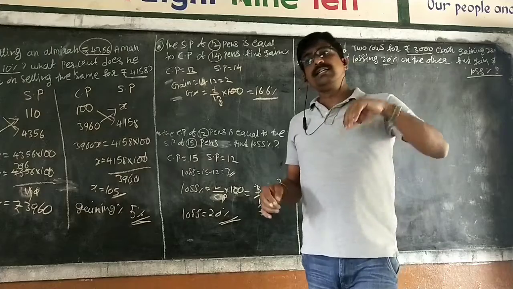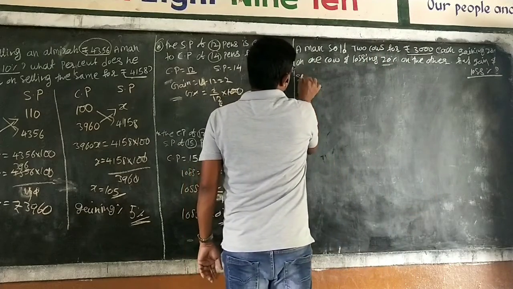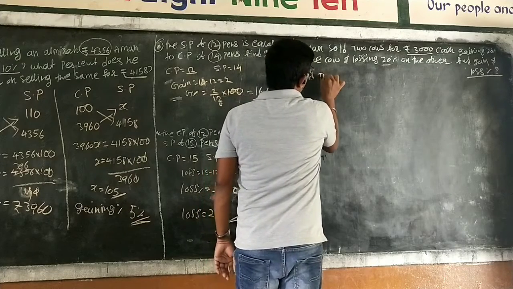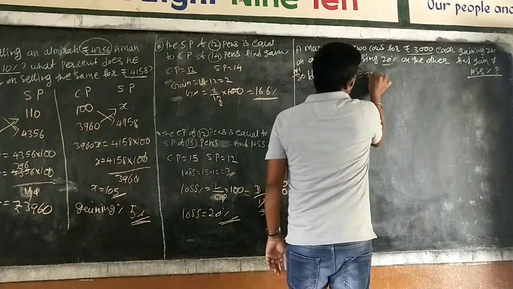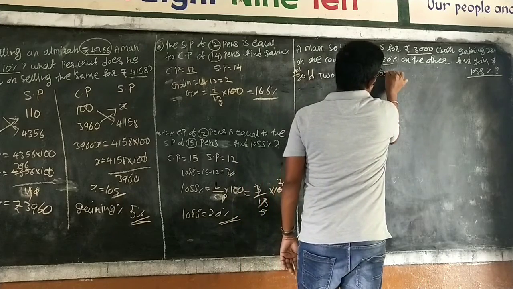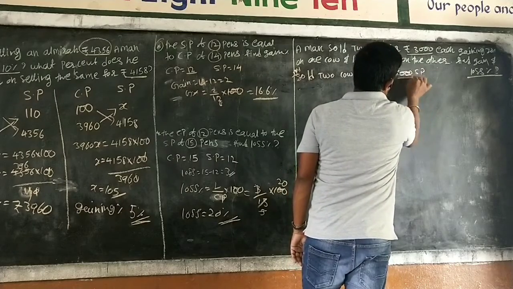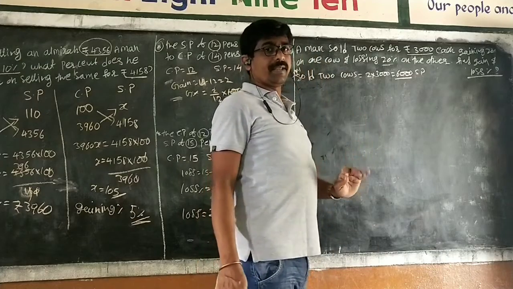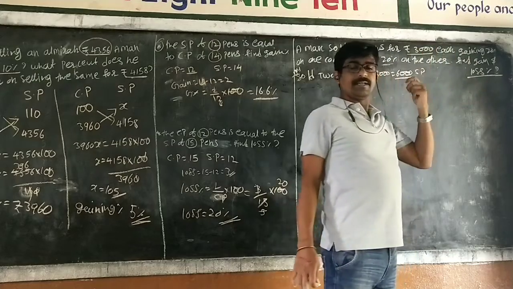Each one 3,000. That means he sold 2 cows. 2 cows is equal to 2 into 3,000, that is equal to the total selling price of 6,000 rupees. Because we have to find gain or loss on the total only, not individual.